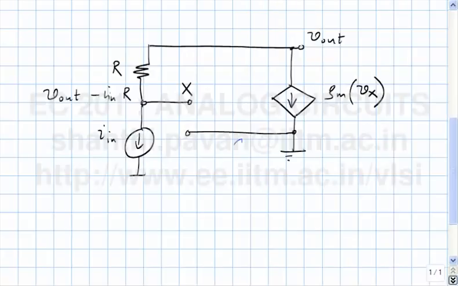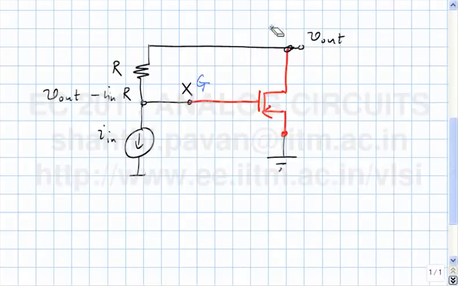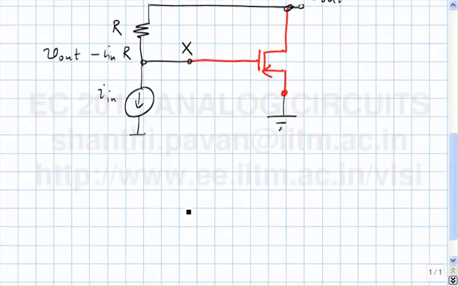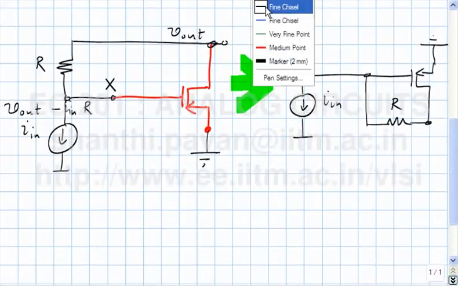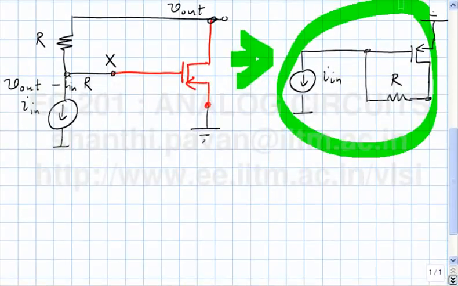This should be the source, X must be the gate, great, and V out must obviously be the drain. We need a PMOS transistor rather than an NMOS one. This is exactly the same circuit we got with the NMOS example, okay, except that the arrow is now pointing inwards to indicate a PMOS device. Alright, so if I redraw it in a slightly different way, this is the incremental equivalent circuit. Okay, now this guy here is the incremental equivalent circuit.